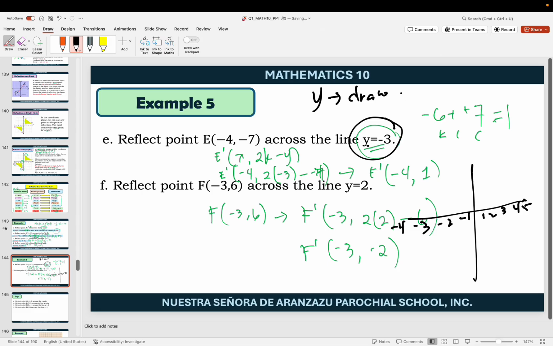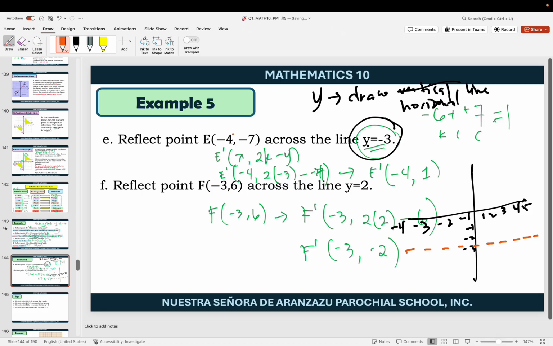Anong tawag dito? Vertical line. Kunwari, y is negative, horizontal line. Y is negative 3, andito pala yan. Negative 1, negative 2, negative 3. Again, kapag y, you have to draw the horizontal line mula doon sa given na constant. So, negative 3. So, ibig sabihin, yung reflection line niya is nandito kay negative 3.